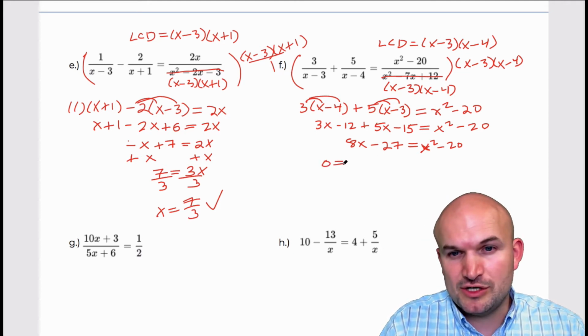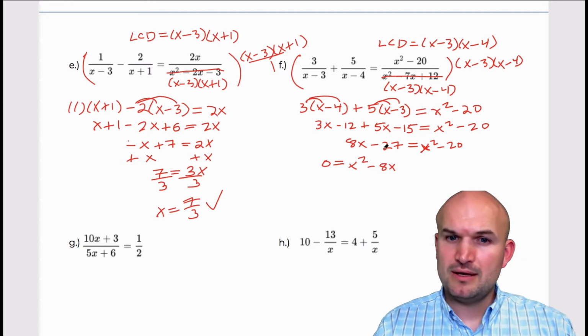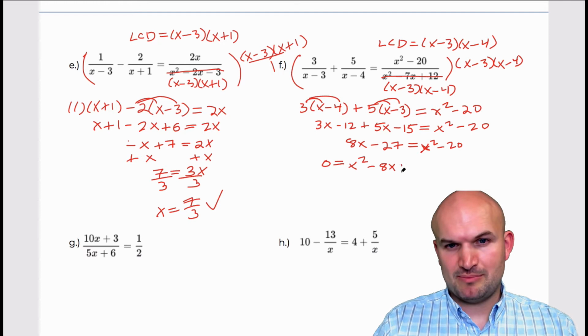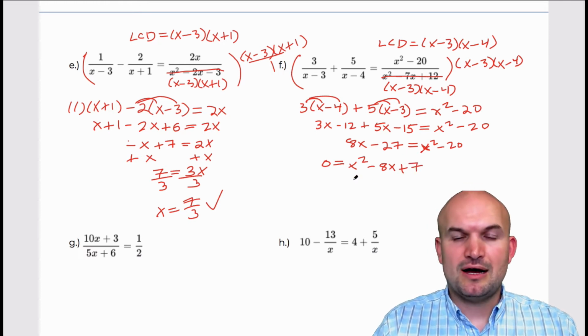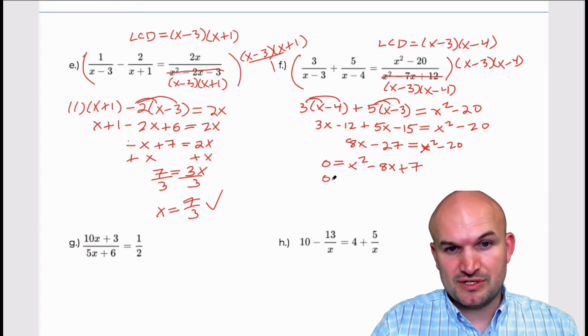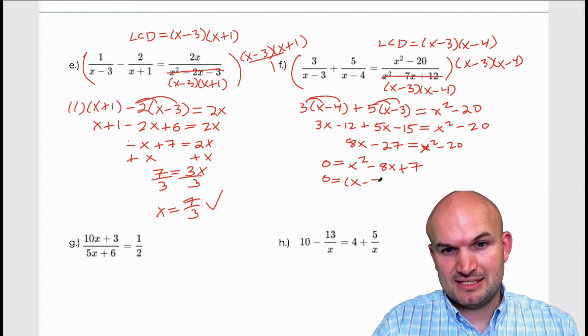Therefore, I'll obtain 0 equals x squared minus 8x, and then I add a 27, that's going to be a plus 7. Okay. However, I see that this is factorable, so 0 equals x minus 7 and x minus 1.